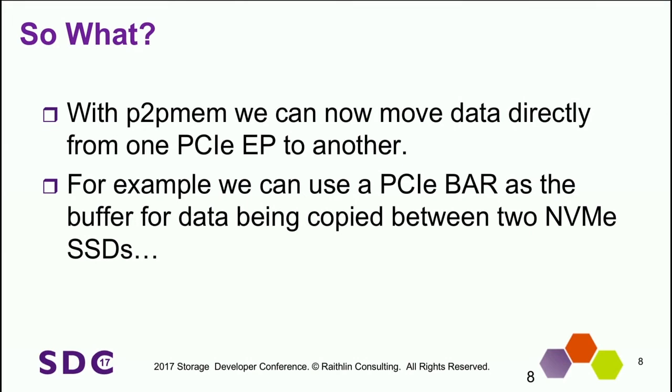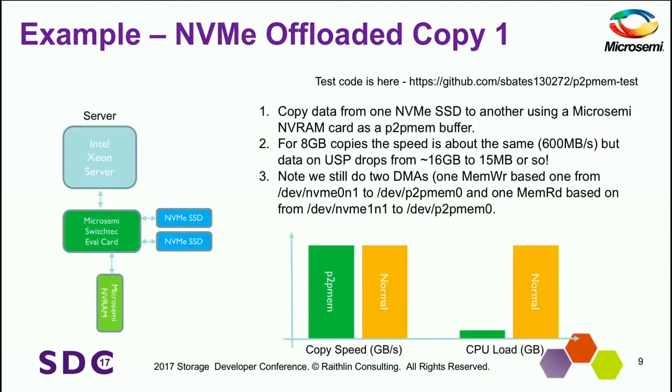Well, let's say we have two NVMe drives and they want to copy data from one to the other. The classic standard way of doing that is, this is our setup. We have an Intel server. We have the Microsemi switch. I used to work for them. We have some standard NVMe SSDs. These do not have CMB, right? These are just standard NVMe SSDs. And in this case here, I actually have a Microsemi NVRAM card, which basically has a large bar on it. And so it basically becomes a p2pmem device, and the CMB basically gets mapped in.